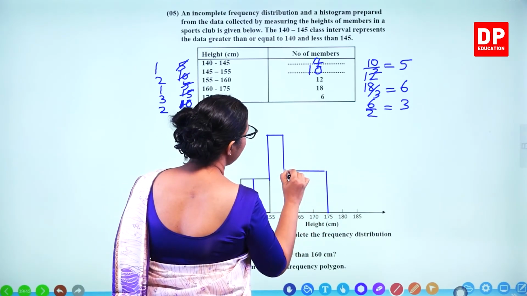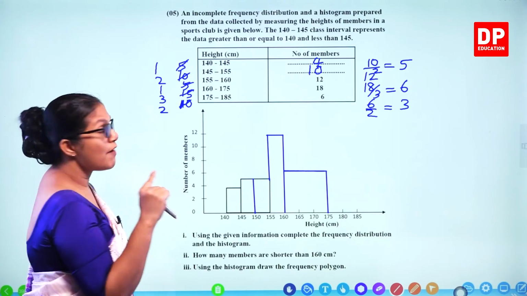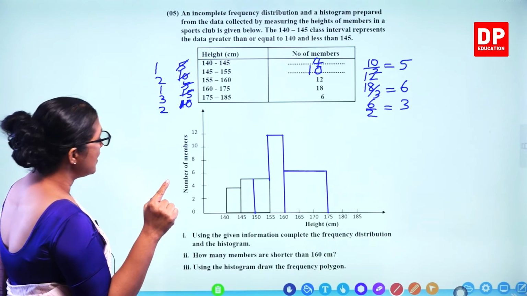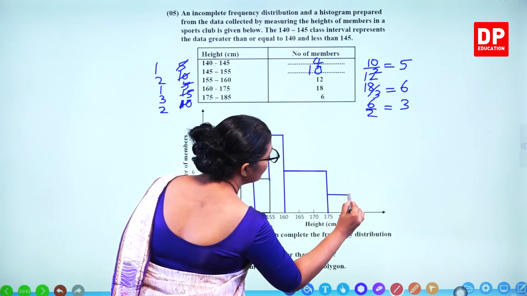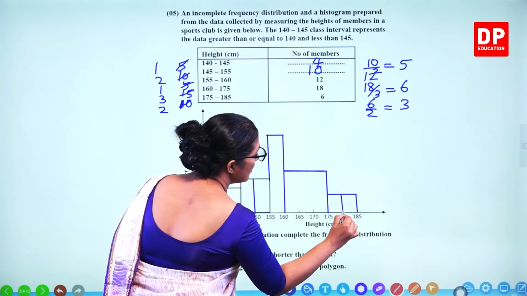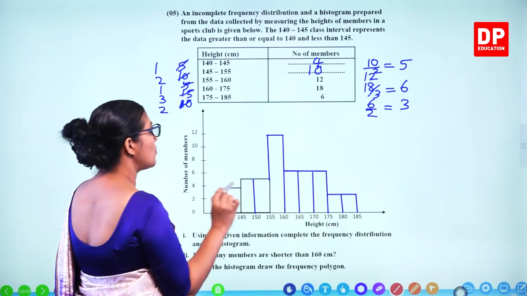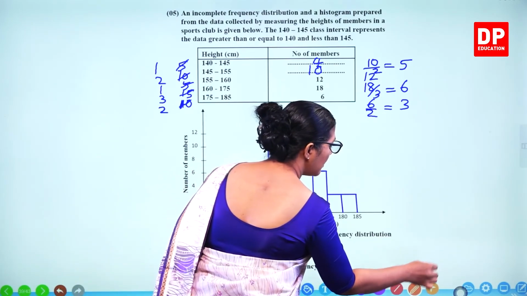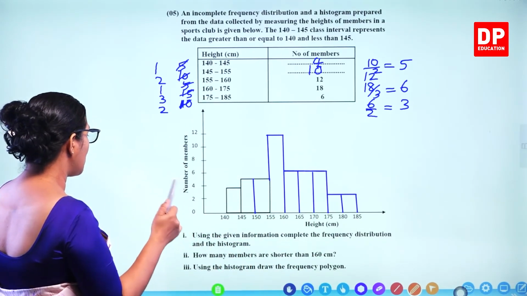Here to here. 175. Now 175 to 185 again. That's 2 bars are there. That's 3. So in between this one. So we'll separate these bars. It's easy when you separate it to equal widths. So this is the frequency distribution and the histogram.